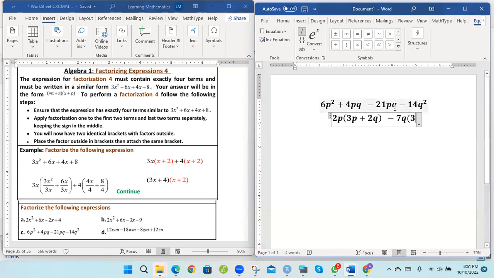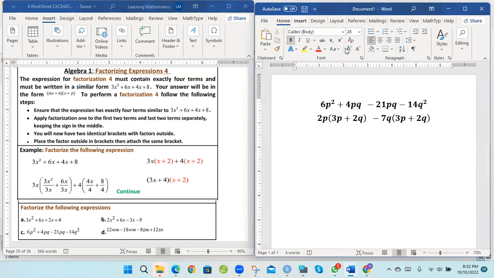And then what is left? The q cancels out, we are left with p. Don't put a sign yet. We haven't divided yet, so do not put a sign. Remember, you are dividing negative 7 into negative 14. A negative divided by a negative is a positive 2. Q into q squared goes q. Close bracket. 3p plus 2q, 3p plus 2q.